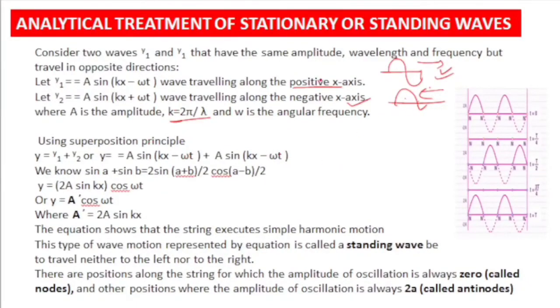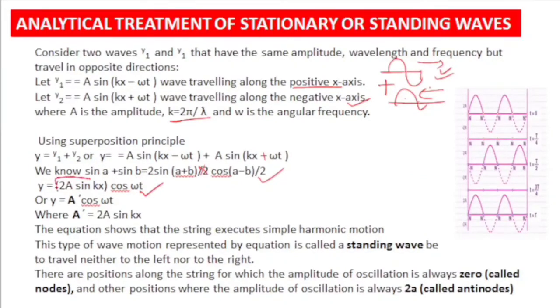Now using the superposition principle, these two waves combine and form a stationary wave. How do they combine? y is equal to y1 plus y2 according to the superposition principle. When these two waves combine, A sine(kx minus omega t) plus A sine(kx plus omega t). You know sine A plus sine B is what? 2 sine((A plus B) by 2) cos((A minus B) by 2). Right? So applying this formula, you get y equal to 2A sine kx cos omega t.